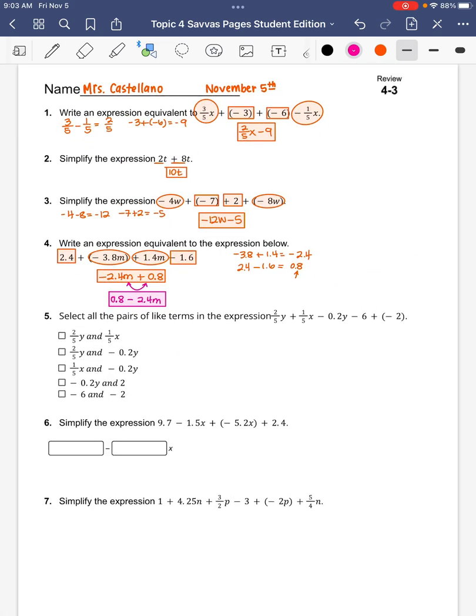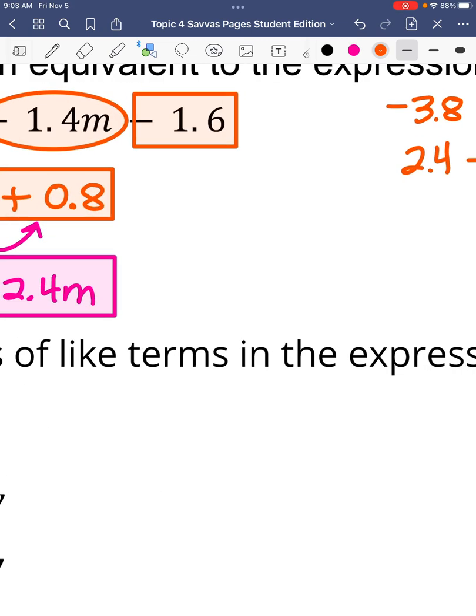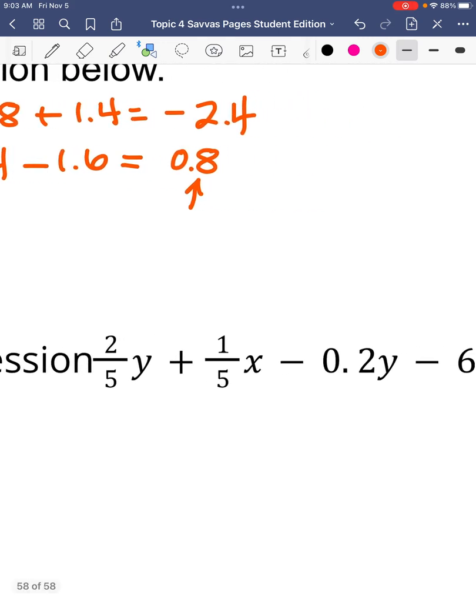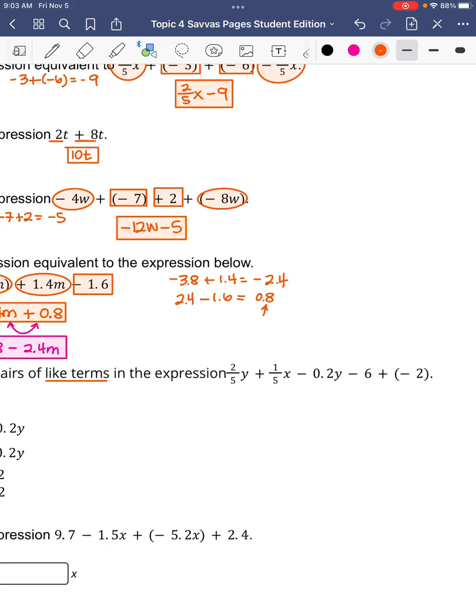Okay, number 5. Select all the pairs of like terms in the expression. So like terms are terms that can be combined. They have the same variable, or they're just all plain old numbers. So let's look right here. I've got 2/5 y plus 1/5 x minus 0.2 y minus 6 plus negative 2.